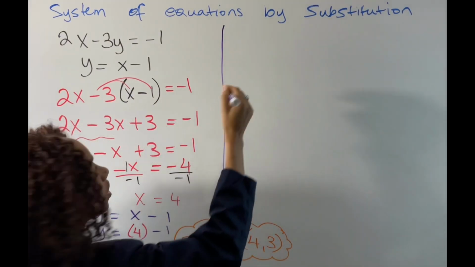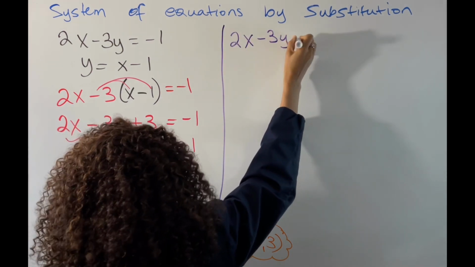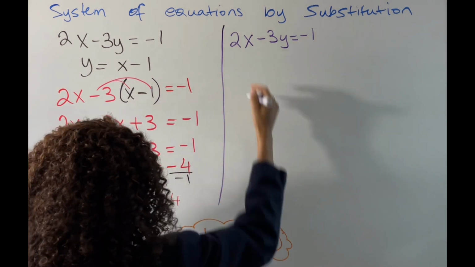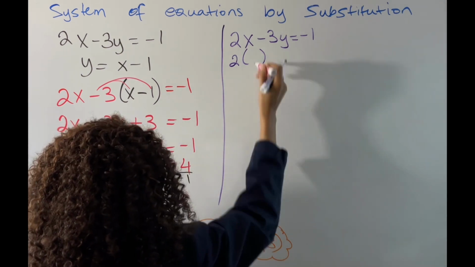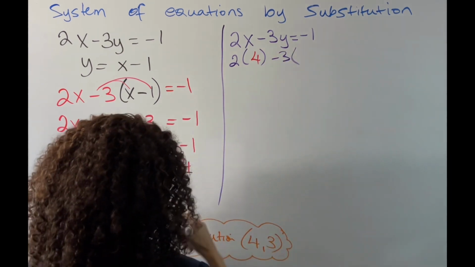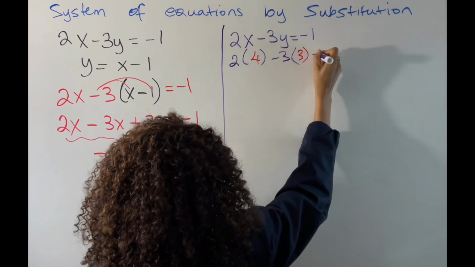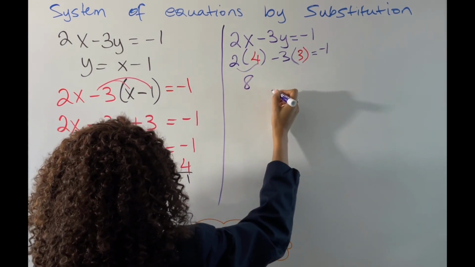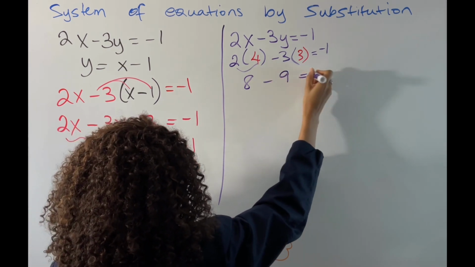You are going to use the first equation here, which is 2x minus 3y equal -1. I'm going to substitute my x and my y here. So I have 2 parentheses, and I'm going to replace that with 4 for my x value, and my y value I'm going to replace with 3. And this will be equal -1. So I'm going to do the math. This is 8. 4 times 2 is 8. Negative 3 times 3 is going to be negative 9 equals negative 1.